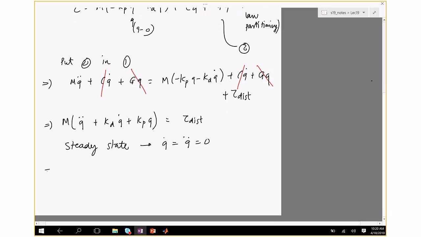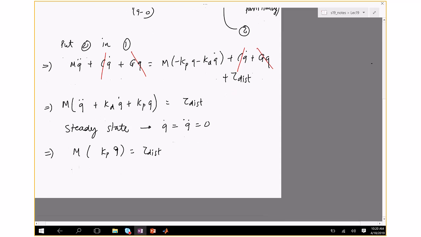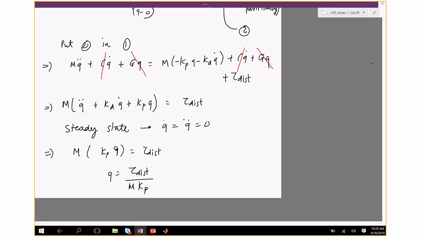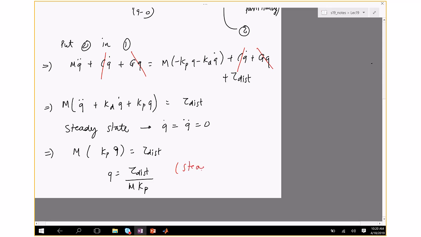So I'm setting this up in that equation to get M KP q equals tau disturbance, and so at steady state I would have q equals tau disturbance divided by M times KP, which is basically now the steady state error. Again, I do not know this disturbance. I naively designed the controller assuming that the disturbance is 0, but when you actually simulate the system you'll see that the steady state q is not equal to 0. It's tau disturbance divided by M times KP.